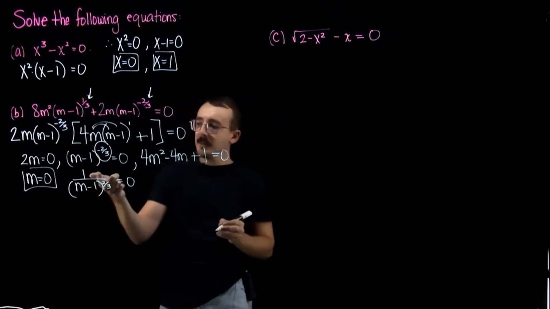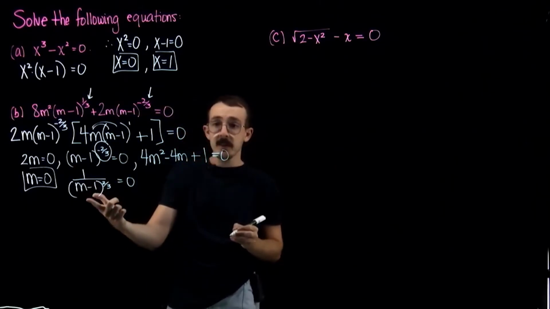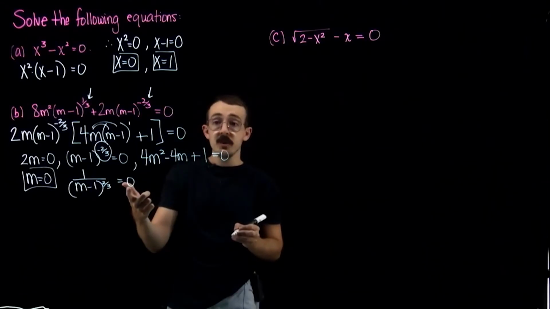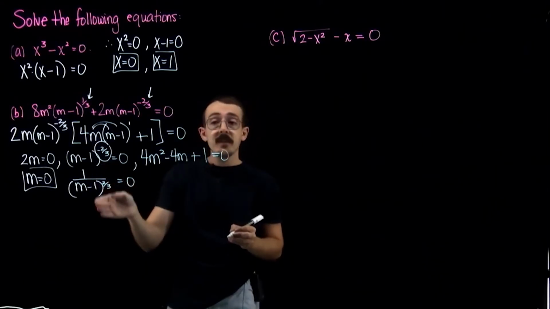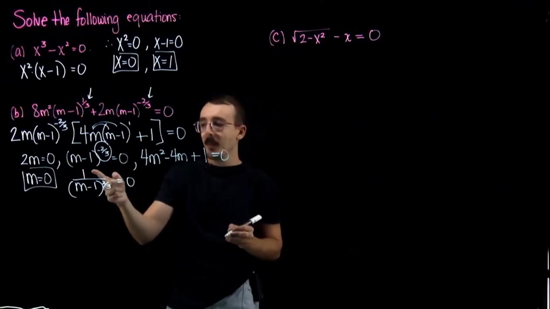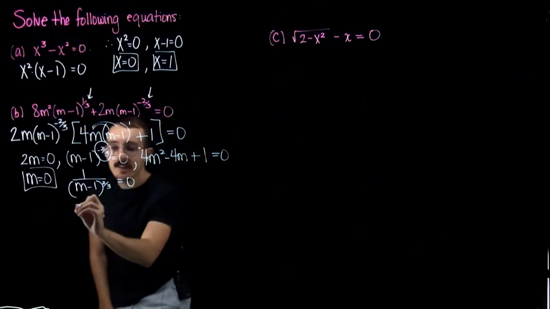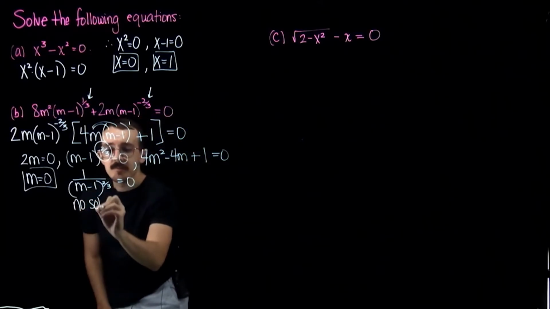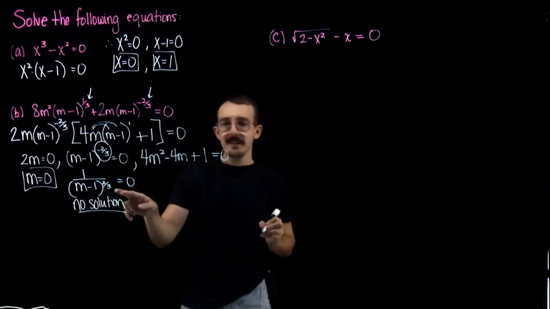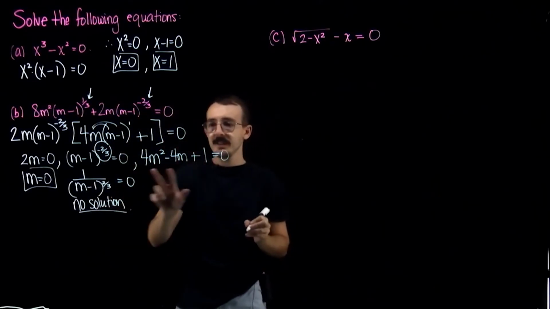Am I ever going to be able to have 1 divided by some real number be 0? The answer is no. The way you make a fraction 0 is if the numerator is 0, right? But 1 divided by some real number is never going to be 0. So in this case, you would just write no solution. There isn't a real m value that's going to make this true. So you just say no solution for this piece.